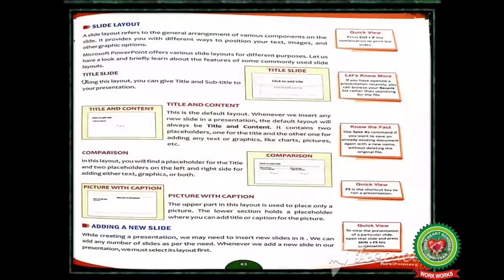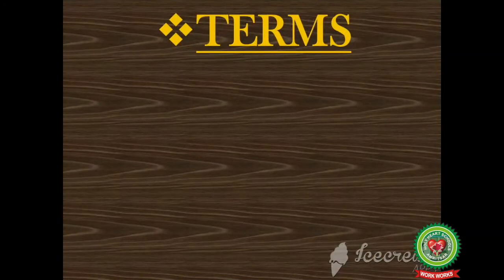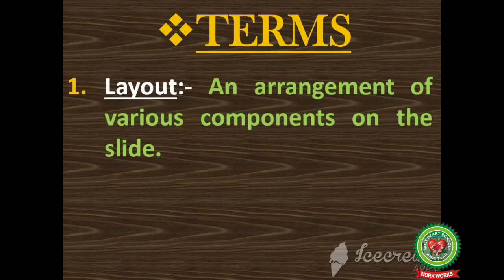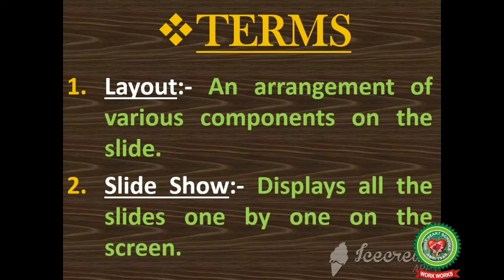So open page number 63. Before discussing our main topic, we will discuss the terms, and our first term is layout, an arrangement of various components on the slide. Components means we can arrange the text, images or any other objects on the slide by using the different layouts. Second is slideshow, displays all the slides one by one on the screen.